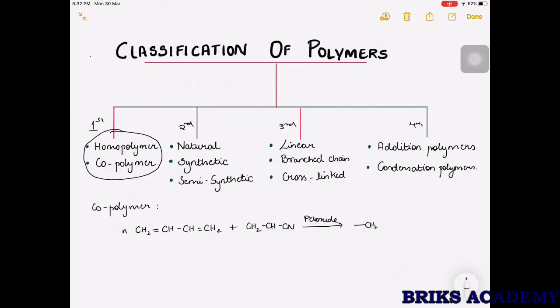It forms CH2=CH-CH2-CH=CH2 and a CN, which is nothing but Buna-N, a polymer which you will study in the later part of the chapter. So in this reaction, there are two monomers which are used.